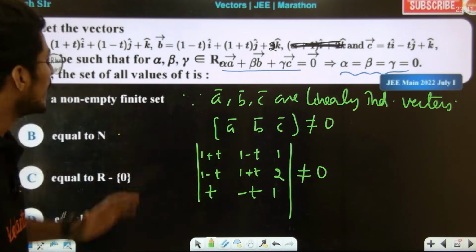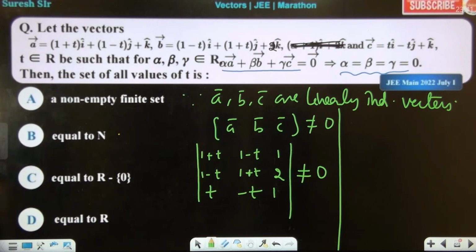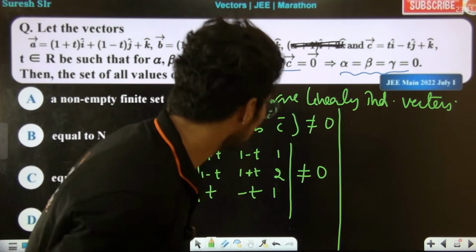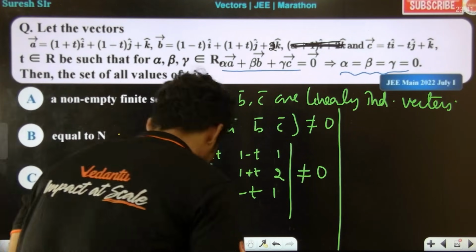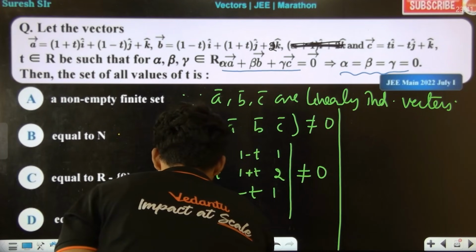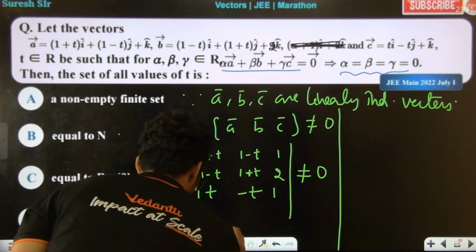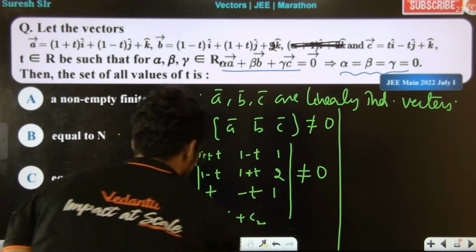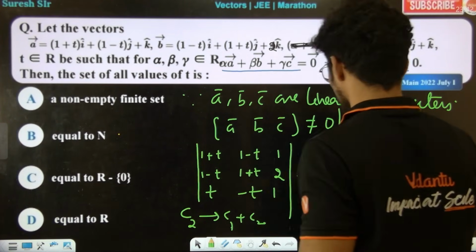Everything is correct? Check. Now I'll apply determinant properties. What are the determinant properties I will be applying? Tell me. Can we write like this? C2 changes to C1 plus C2. Tell me, guys. C2 changes as C1 plus C2. Okay. Sir, if I do this, what am I going to get? Tell me. Only C2 will be changed. C1 let me keep the same.